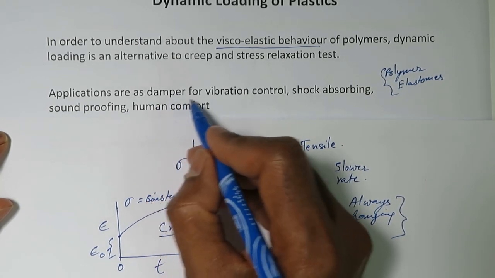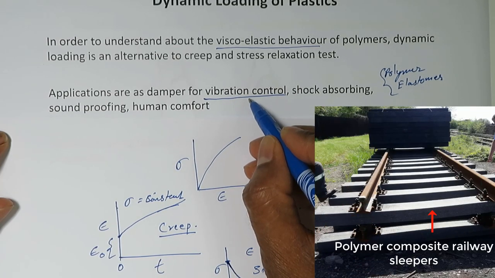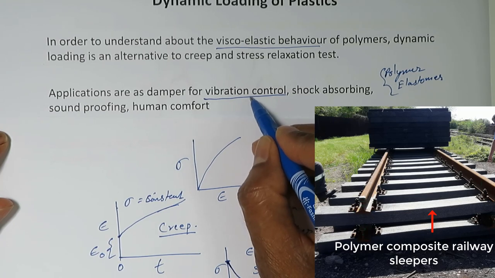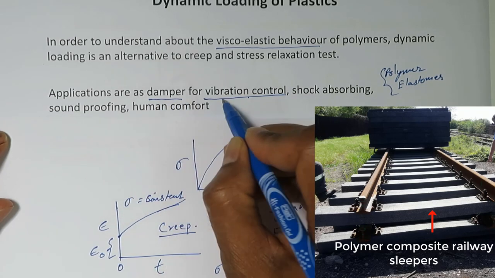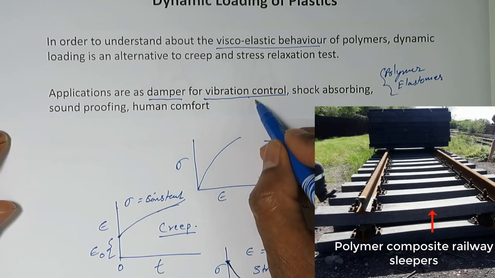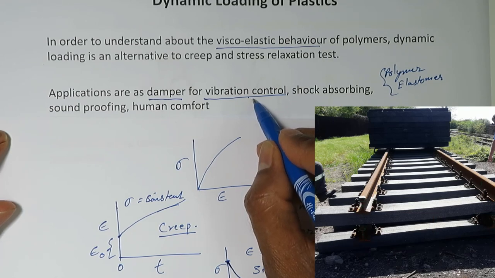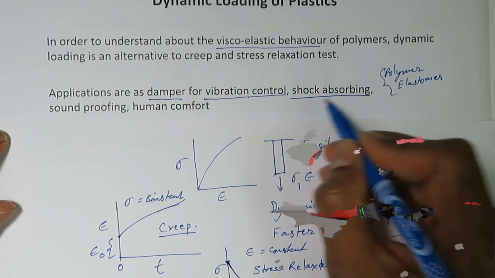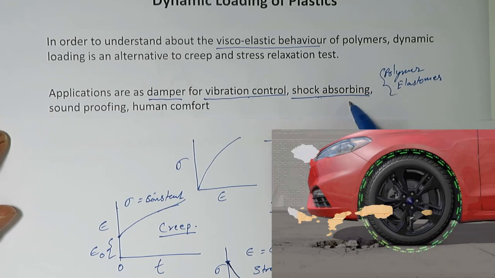So the application is as a damper for vibration control. As we know that in many engineering applications, vibration is a big problem, and many failures happen because of the vibration issue. So by using a damper like this, we can control vibration, and therefore we can reduce the possibility of failure. Shock absorbing also is related to vibration, but here when there is a sudden shock, then we can control this by using such kind of viscoelastic material.